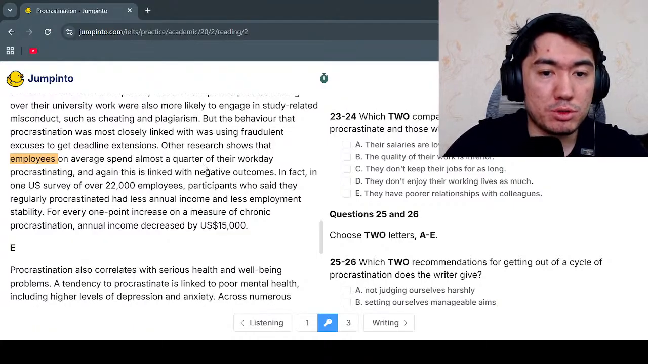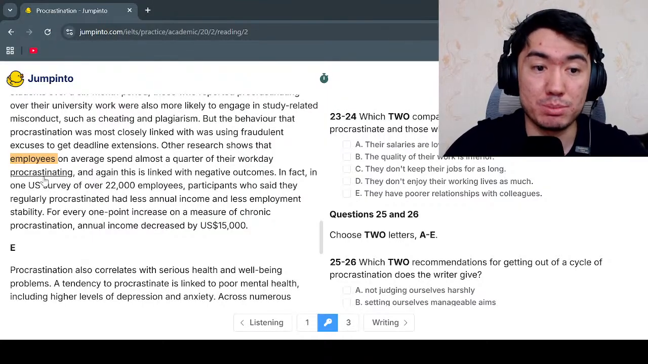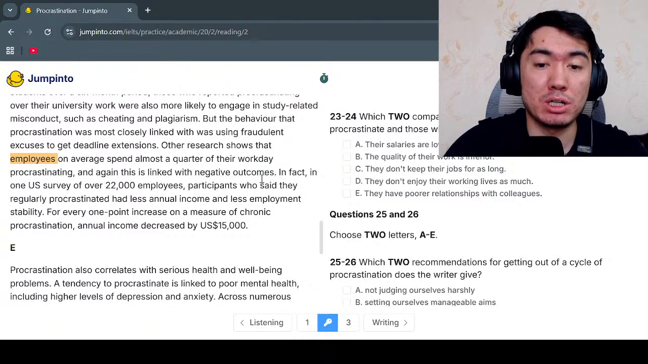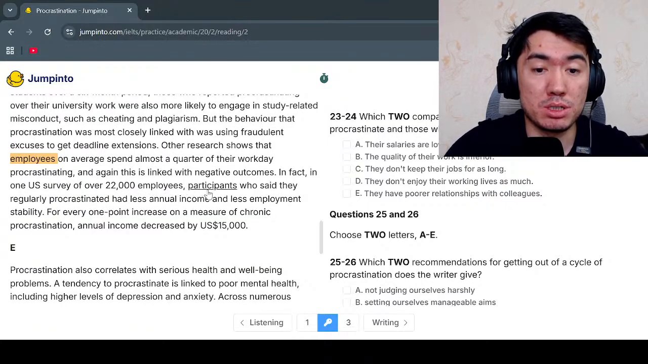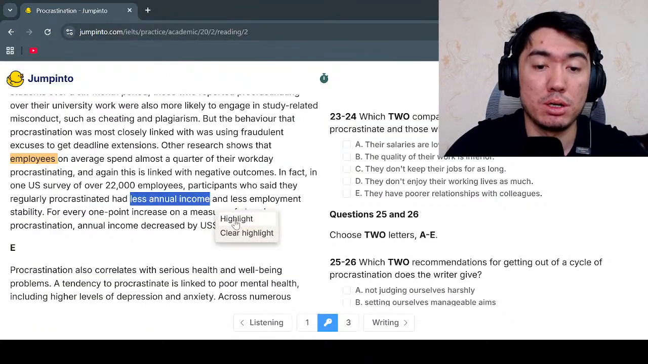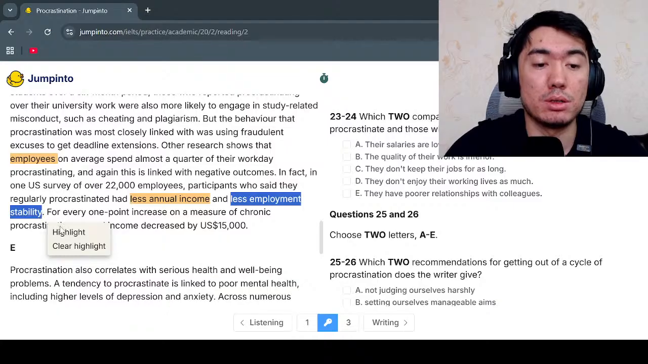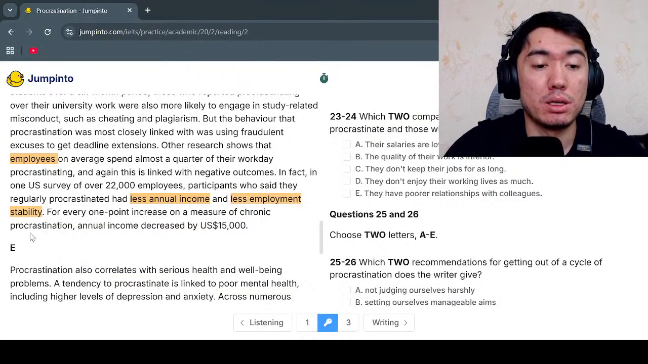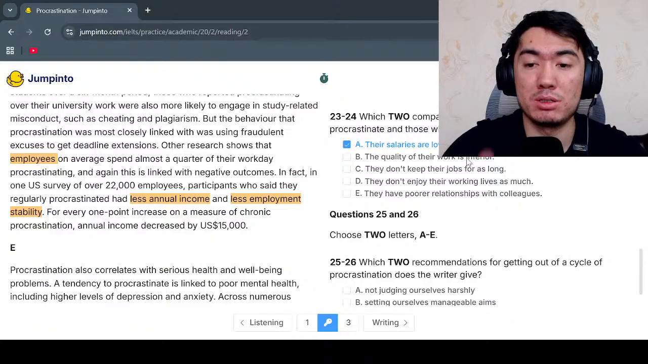Okay, so they spend almost a quarter of their workday. If they work 8 hours, 2 hours of their workday is spent procrastinating. And again, this is linked with negative outcomes. In one of the surveys, over 222,000 employee participants who said they regularly procrastinated had less annual income. Okay, this might be an answer. And less employment stability. So they were not stable in their jobs. For every 1 point increase, annual income decreased by $15,000. Their salaries are lower. Yes, less annual income, definitely. The quality of their work is inferior. Inferior means worse.